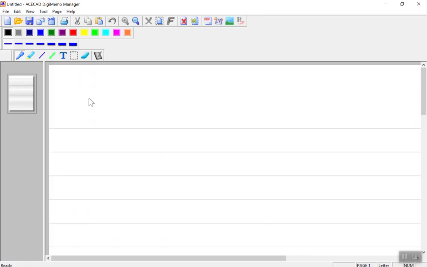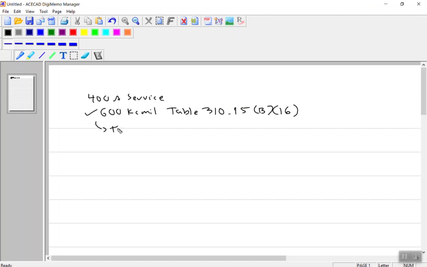So for a 400 amp service, right, you'd need 600 kcmil conductors, based on table 310.15(B)(16), right? So that's step number 1, right? We need that. Now we're going to take that number on over to table.